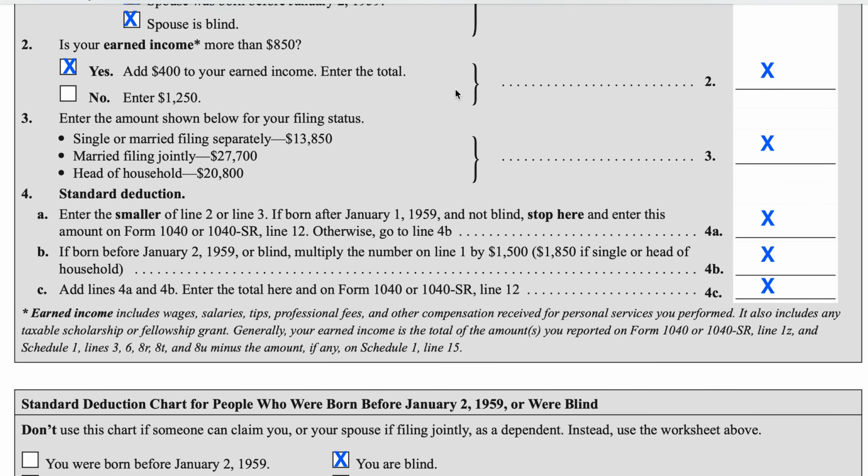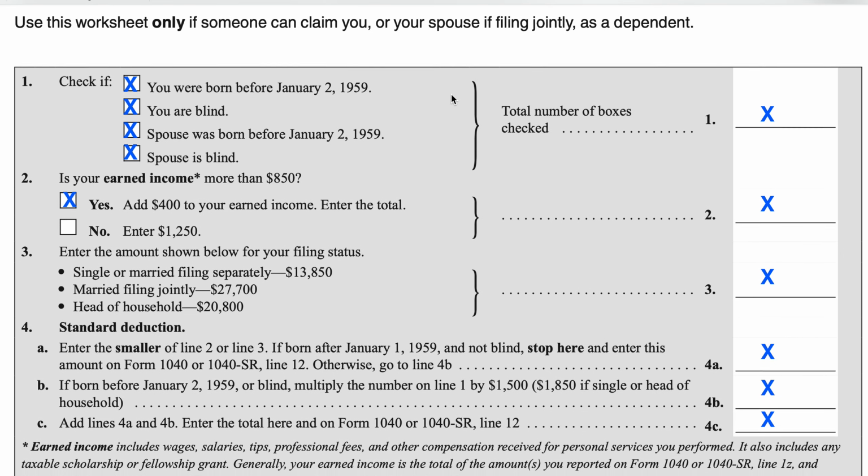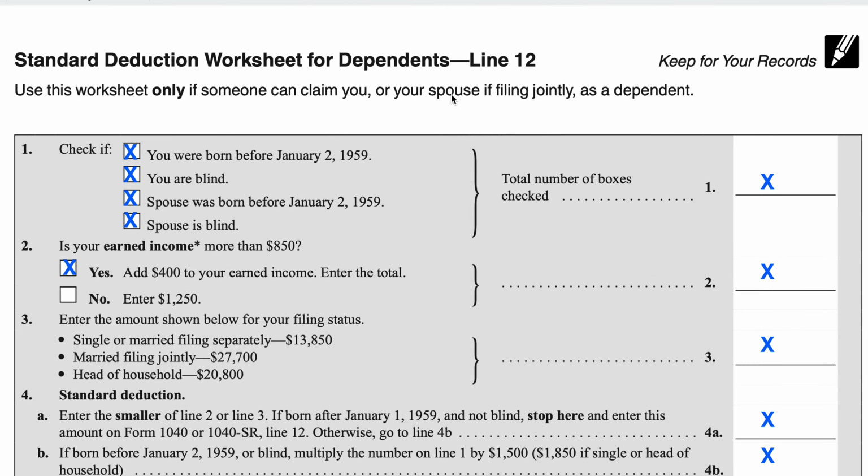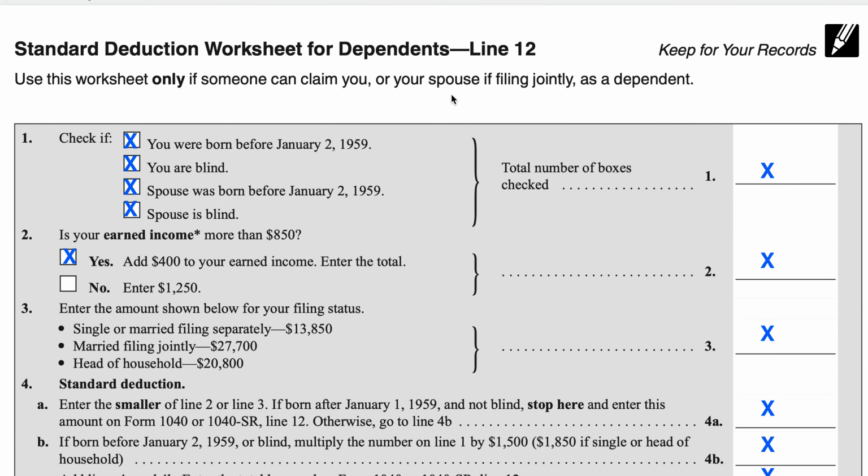I figured if it seemed confusing to me as I'm going through these forms and instructions, it might be confusing for some other people out there. So I figured I'd break this page down for myself and record it in a video, so that other people might be able to learn and observe. So here we go.